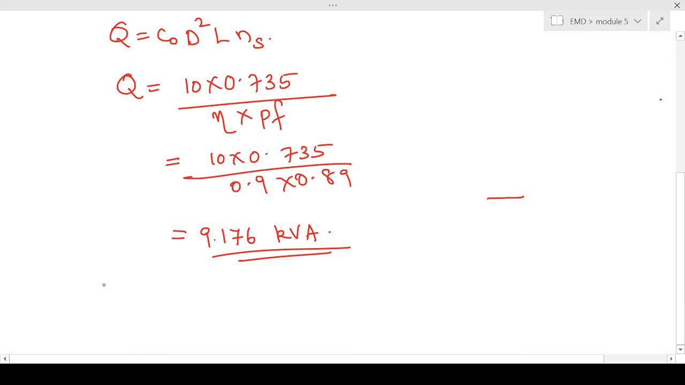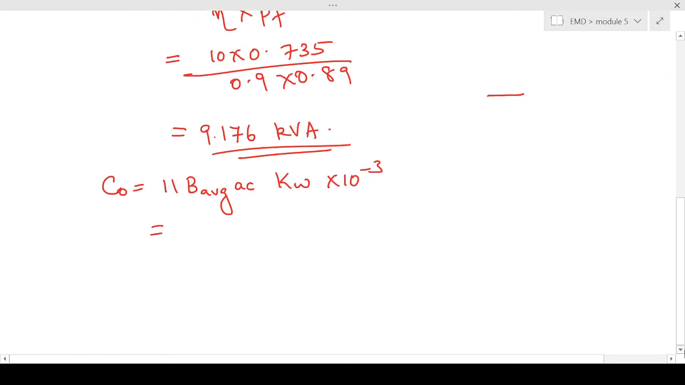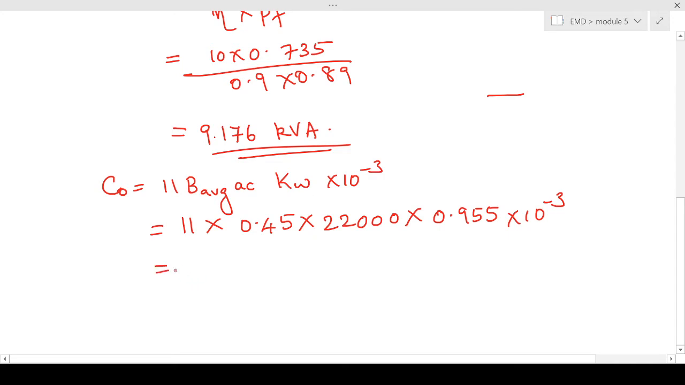Now we have to find out the output coefficient C0. C0 is 11 B average AC kW into 10 raised to minus 3. In the question B average and AC are given but the winding factor is not given. So we can assume kW as 0.955 if it is not given in the question. So 11 into B average is 0.45 into ampere conductors per meter, which is 22,000, into winding factor, assuming it as 0.955, into 10 raised to minus 3. So we'll get this as 104.